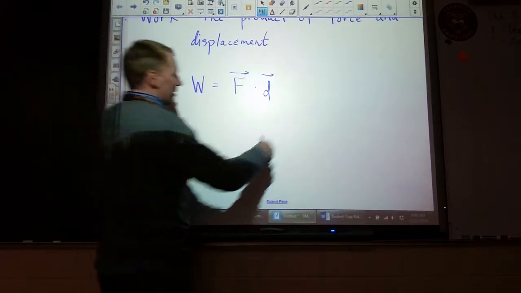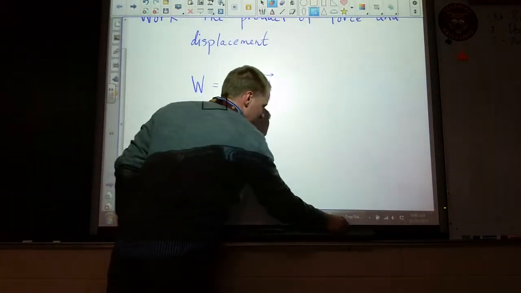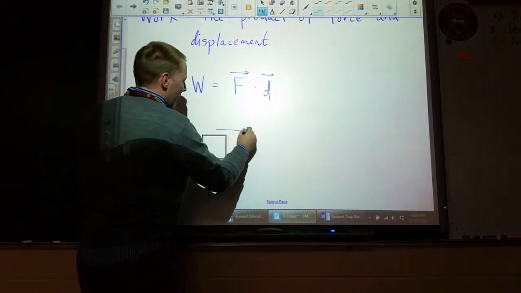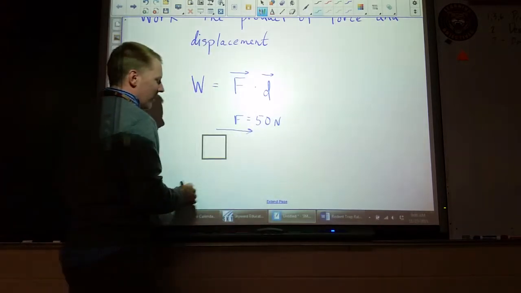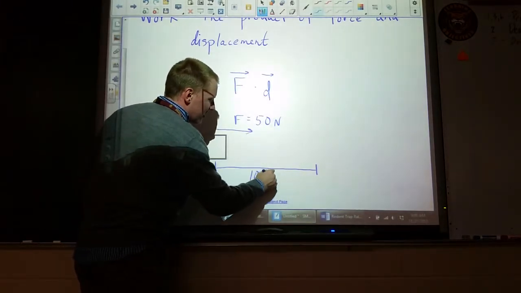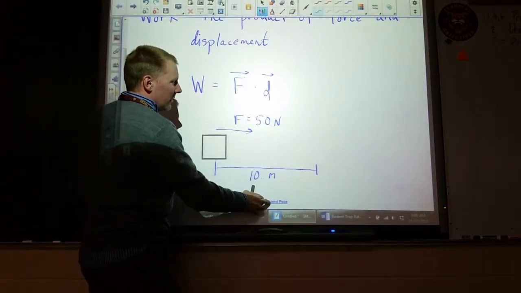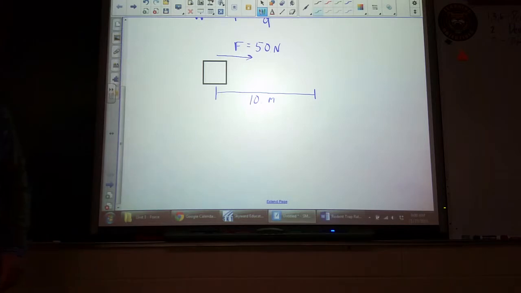So let's take a simple example. We're going to have a box here. We're going to apply a force to it of 50 newtons. And we're going to move it from here to there, which is 10 meters in distance. Well, in this case, our force is being applied to this box in order to move it. And that's the very definition of what work is. So it's the product of force and displacement, or another way of looking at that is the product of the force that causes the displacement.